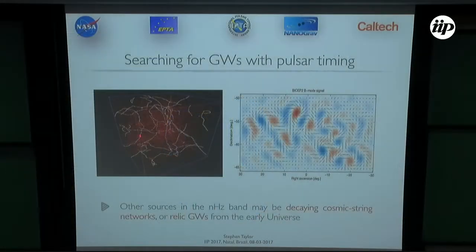Yes, so this is a cartoon picture of what a cosmic string network looks like, with the infinite strings throughout the Hubble volume in white, and then the small loops that have been chopped off in red.